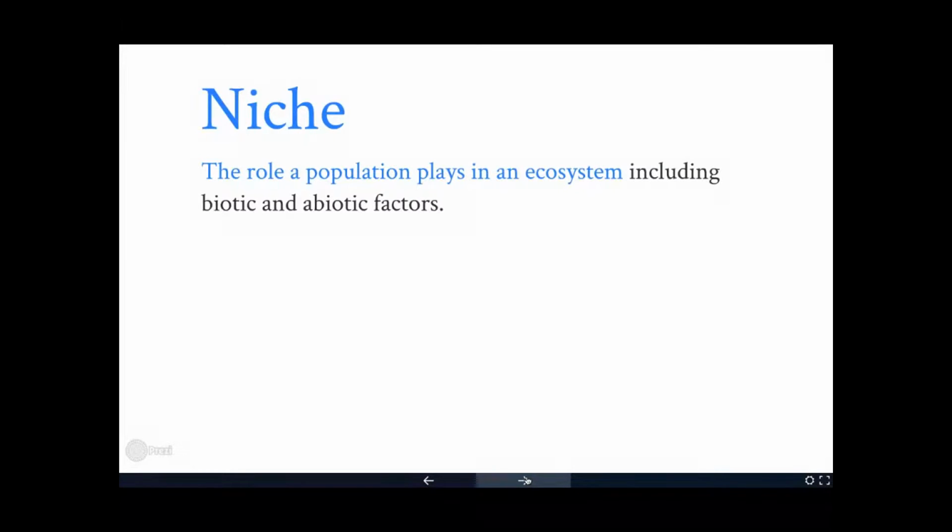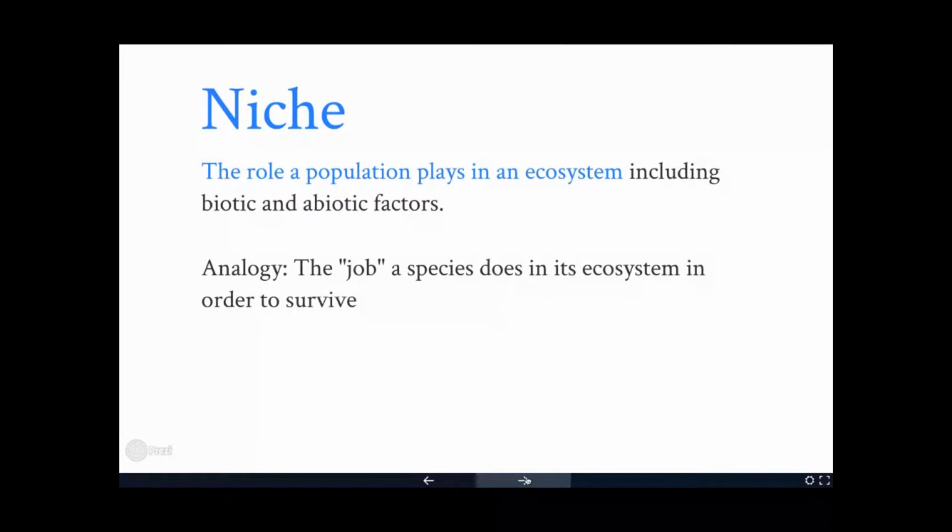It's the stuff it does. Its role. Yeah, its role. That's why I use that. And I use my analogy.